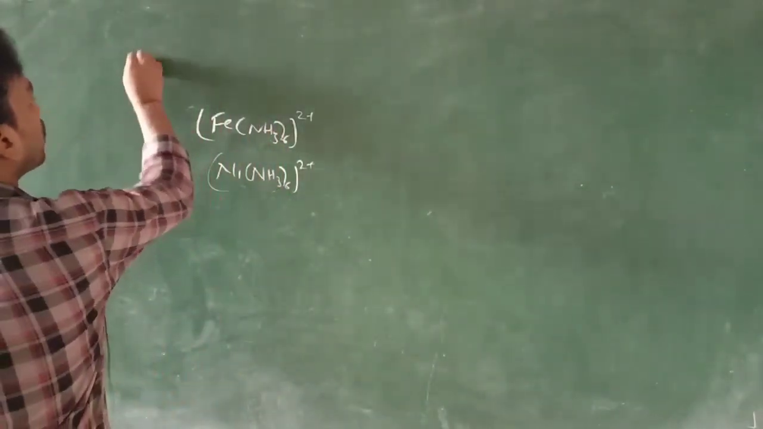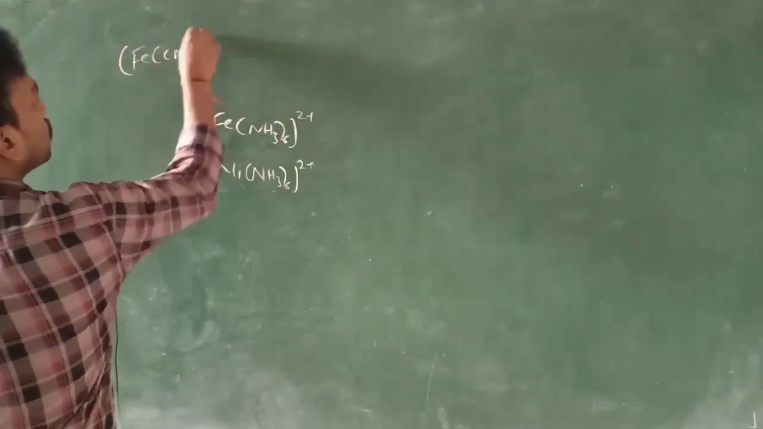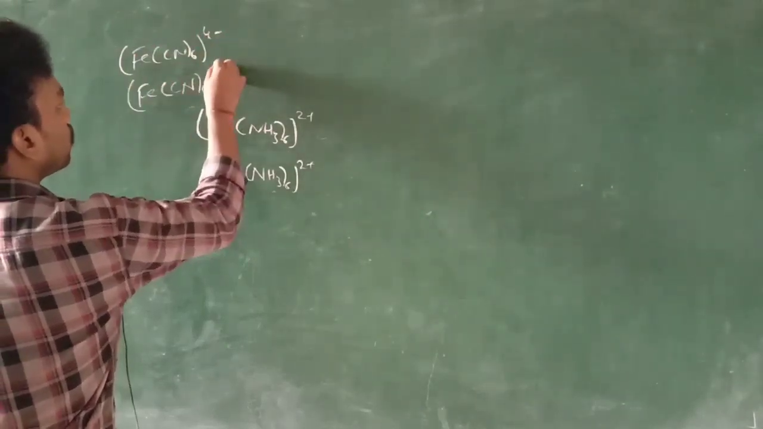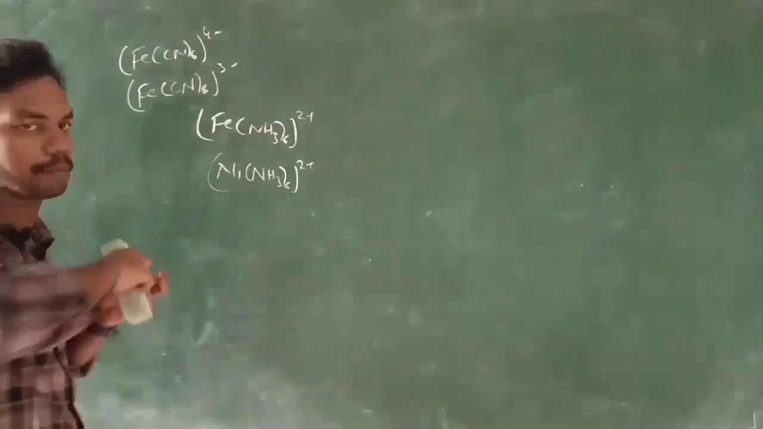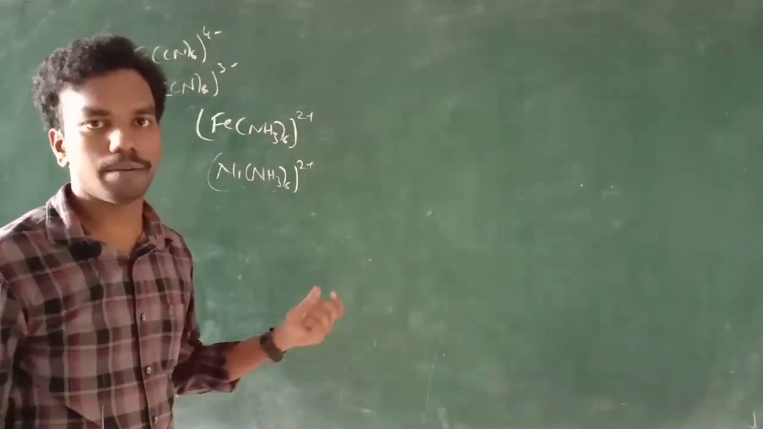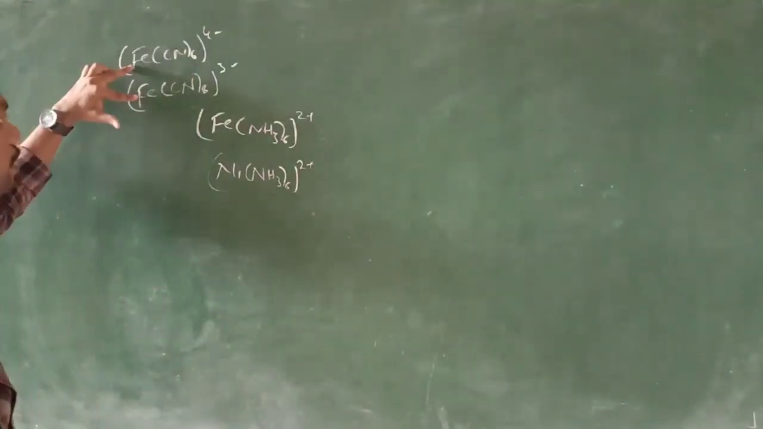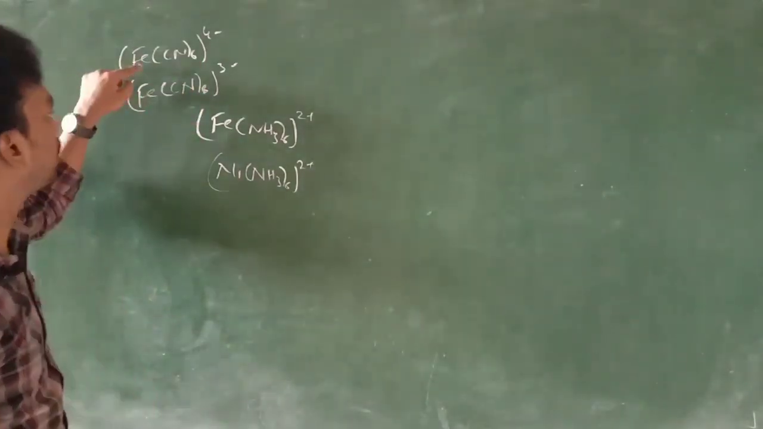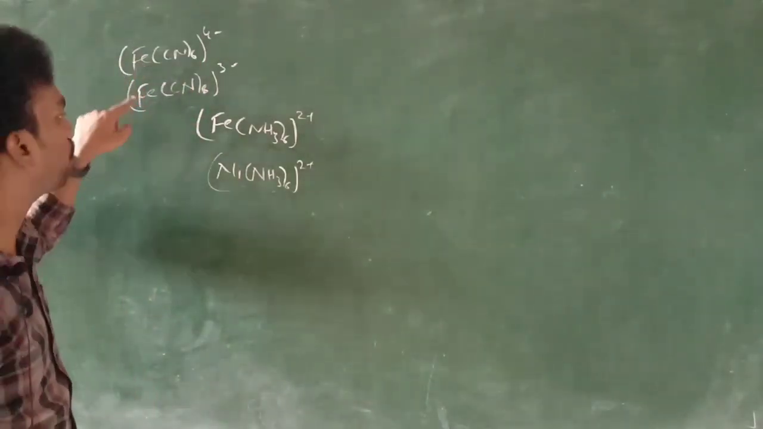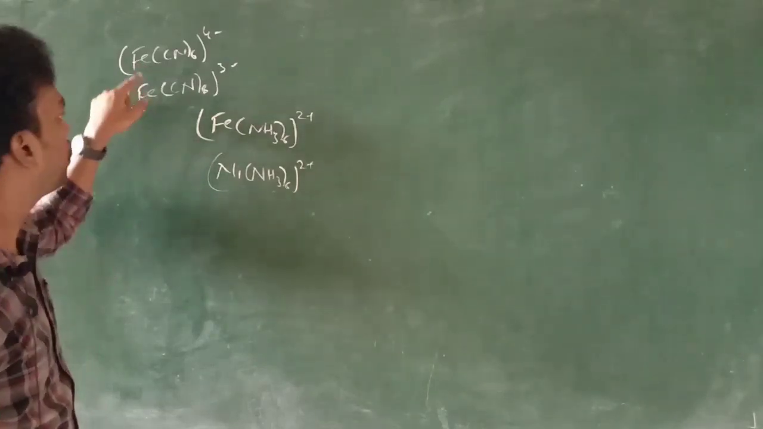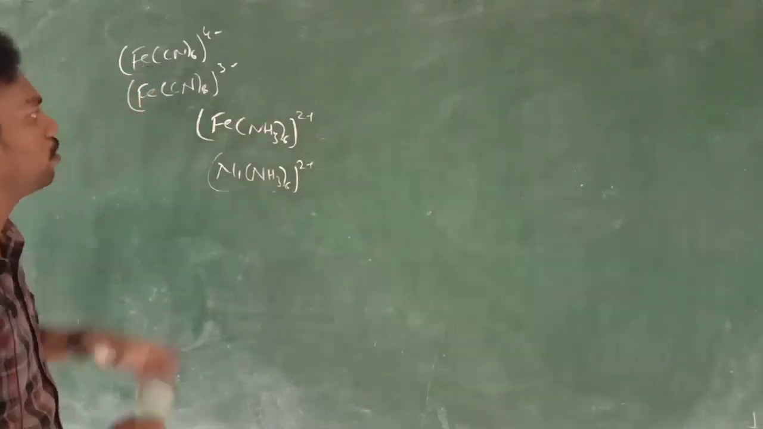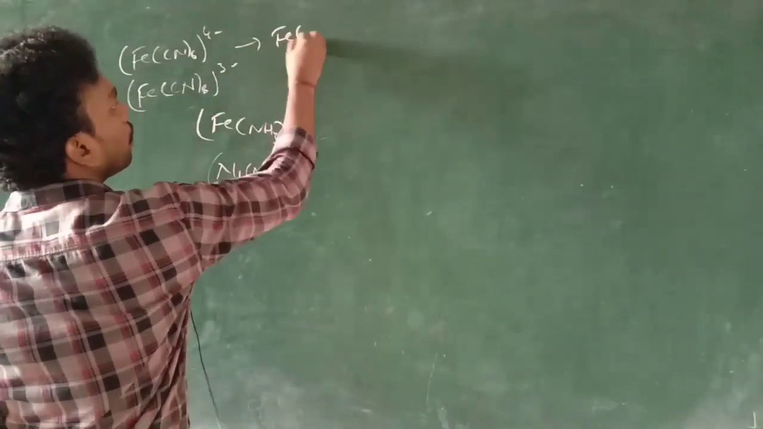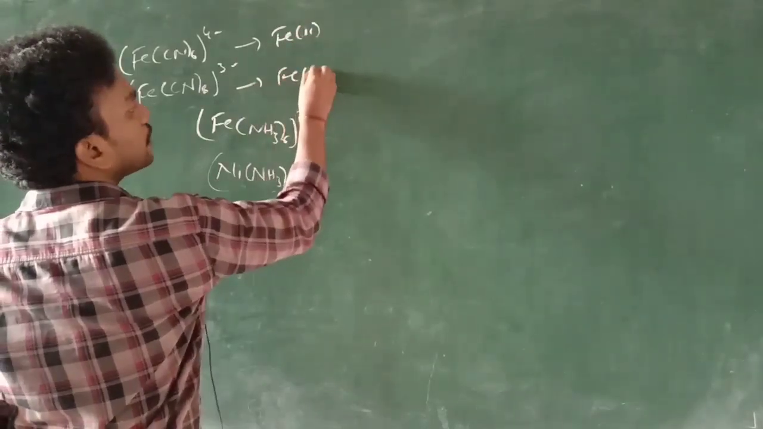Similarly, the last question also: [Fe(CN)6]4- and [Fe(CN)6]3-. You can predict the hybridization, shape and magnetic properties. Both have the same central metal atom, same ligands, same coordination number, but the difference is the oxidation state. Here the oxidation state is +2, here it is +3. Okay, ferrous and ferric. So what is the difference here? Here it is Fe in the +2 oxidation state, here Fe in the +3 oxidation state.